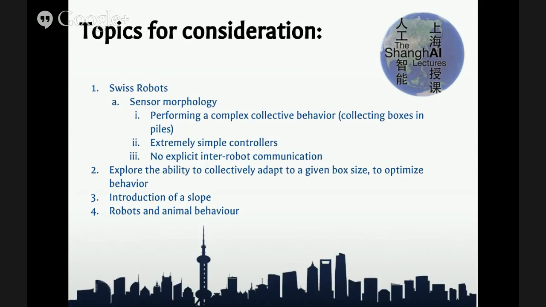The next slide is the topics for consideration. I would like to tell first that some of the listed problems we only discussed, and on some of them we worked. So we tried to introduce something like animal behavior in robots to show what Swiss robots can do. Also, we tried to introduce a slope on the project and watched what would happen.